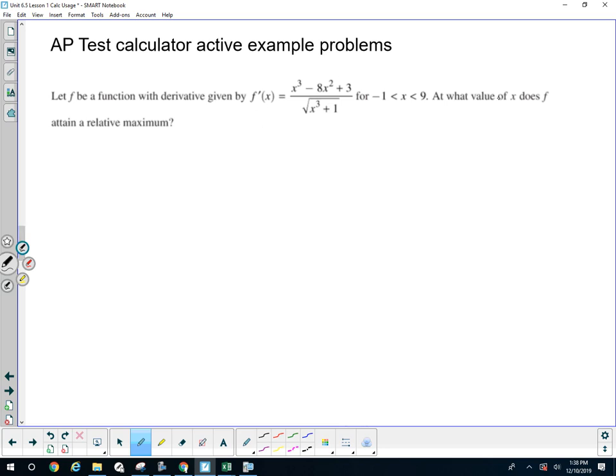Here's f prime. For what value of x does f attain a relative max? This is what we have to do. We have to first say, okay, f is going to be at a max if f goes up, then down. You need to translate that to what we have. We have information about f prime. Well, that's when f prime changes from positive to negative.